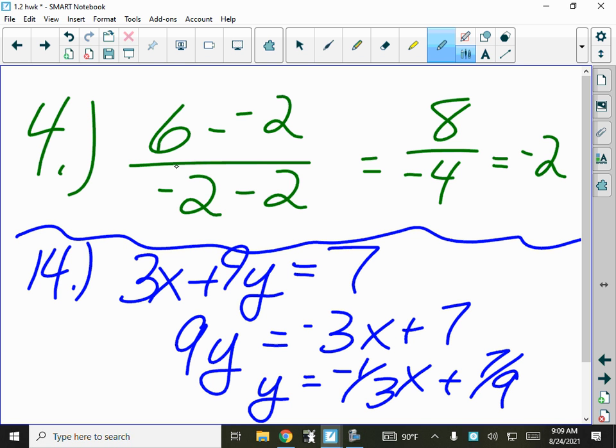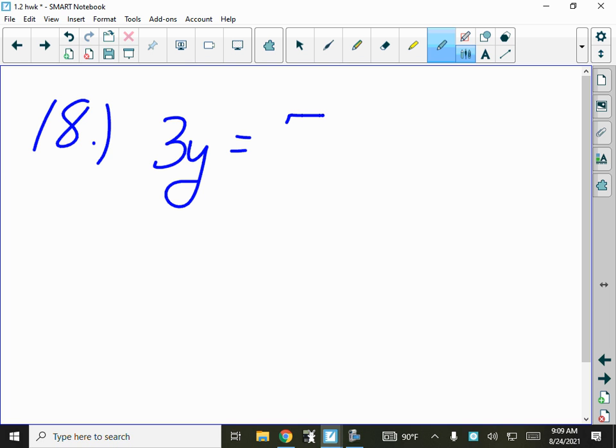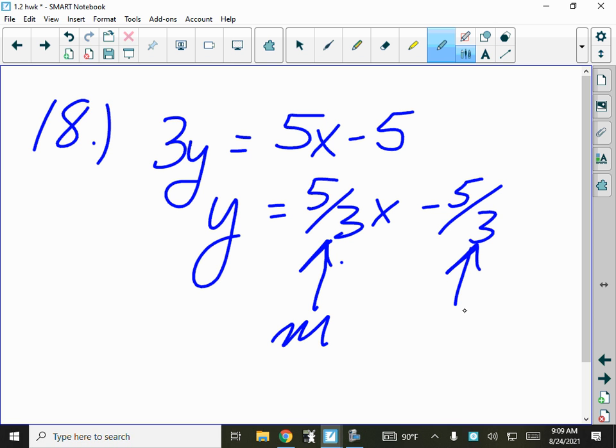Okay. Number 18. It's 3y equals 5x minus 5, yeah? Oh my gosh, it's the same thing, only easier. 5/3 x minus 5/3. This is the slope. This is the y-intercept. Why they picked the letter B for that, I don't know. I know you didn't have to know the y-intercept.